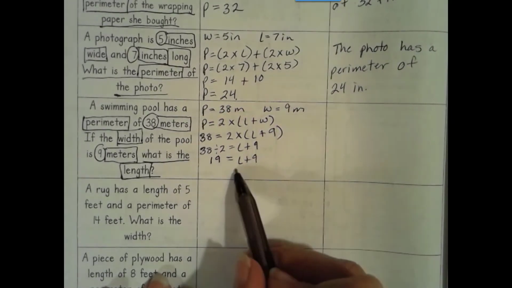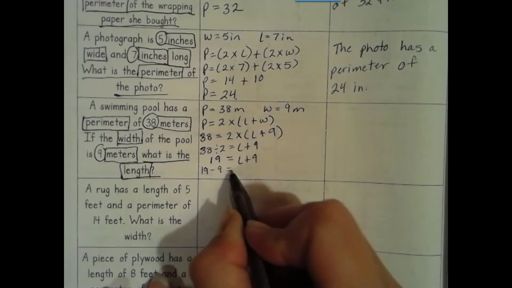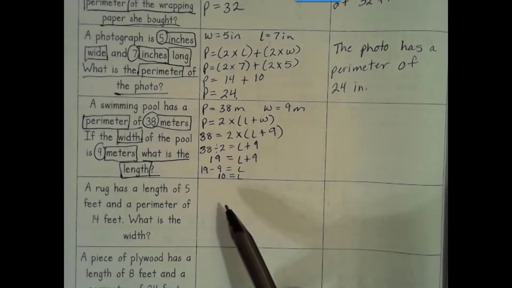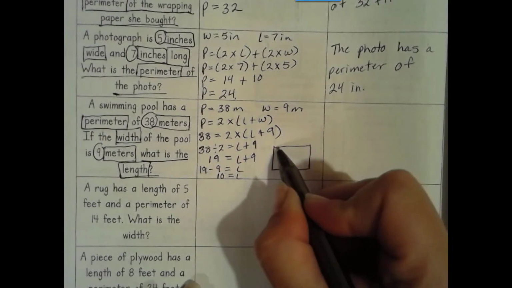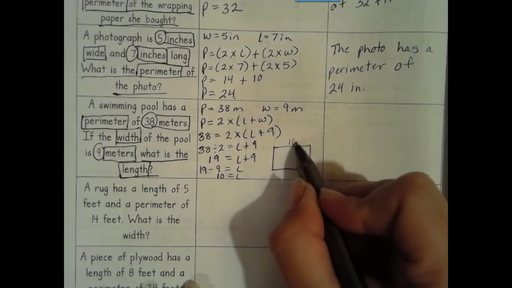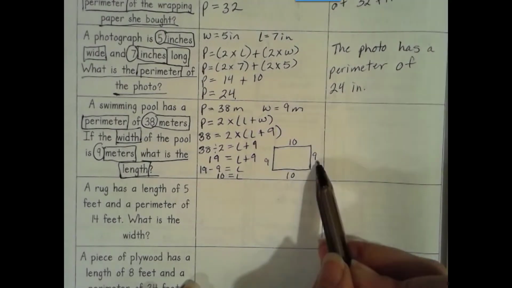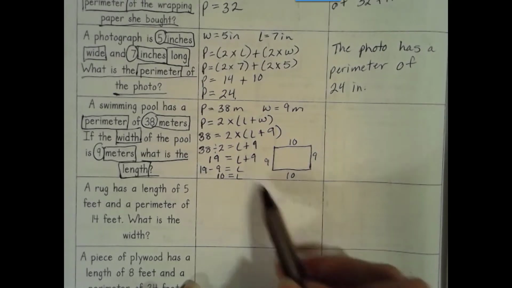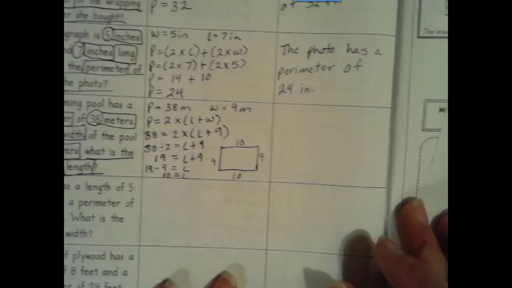And now what plus 9 is 19? Well, 19 take away 9 is 10. So our length is 10. And you can check if you were to look at a rectangle. If this is 10 and 9 and 10 and 9, 10 plus 9 is 19. 29 plus 9 more is 38. So we can always check our answers to see if it makes sense or not.